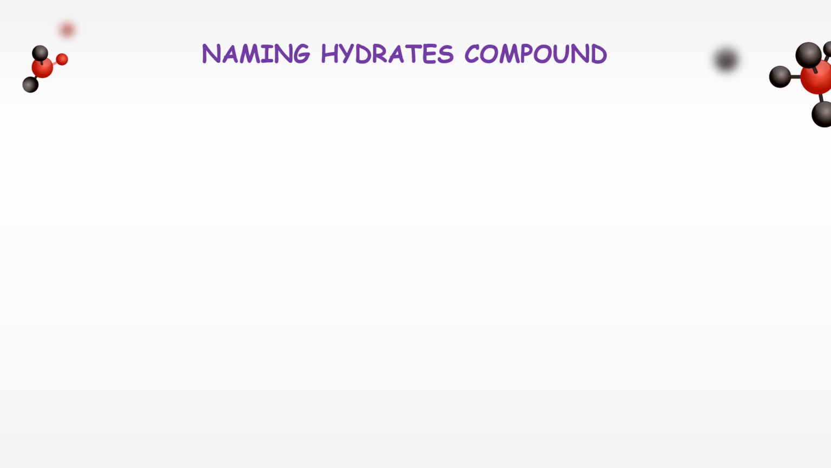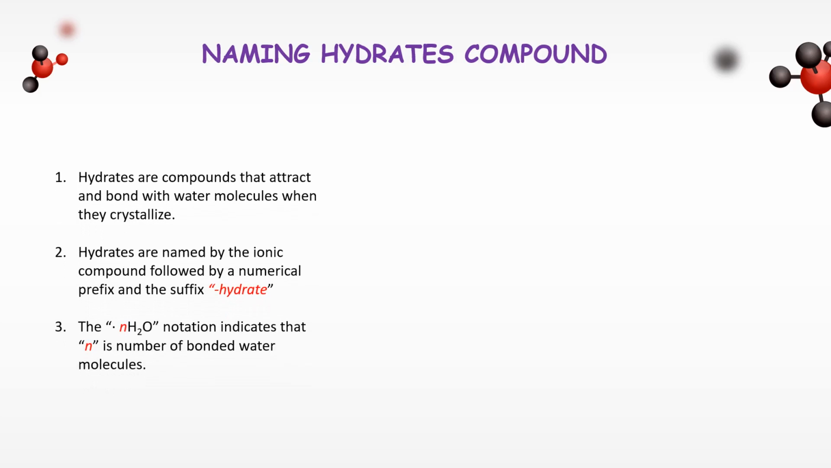Now we continue with naming of hydrate compounds, but first we have to understand what is meant by hydrates. Hydrates are compounds that attract and bond with water molecules when they crystallize. So hydrates are named based on the ionic compounds followed by the numerical prefix and the suffix hydrate. The symbol will be dot nH2O, which indicates that n is the number of bonded water molecules.